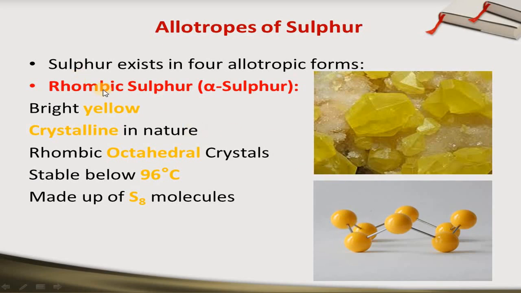In rhombic sulphur, the crystal structure is what? Octahedral. They are stable below 96 degrees Celsius. They are crystalline in nature and have a bright yellow color.